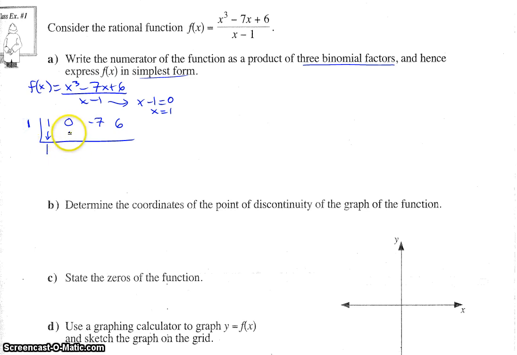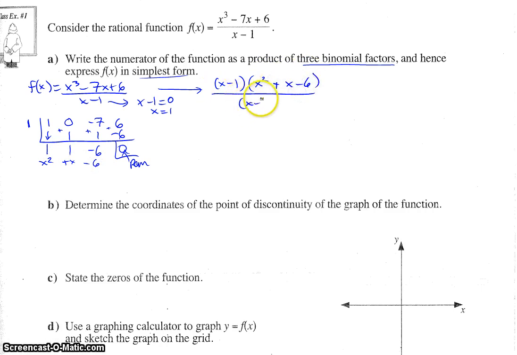Multiply 1 times 1 gives you 1, and then we're adding each of these. 0 plus 1 is 1. 1 times 1 again, 1. Negative 7 plus 1 is going to be negative 6. Negative 6 times 1 is going to be negative 6, and again we add, so we get 0. And that's what we wanted, because this is our remainder. Okay, so what we just discovered is we now have x minus 1 as a factor, and then we're left with x squared plus x minus 6, and we're over top of x minus 1 still.